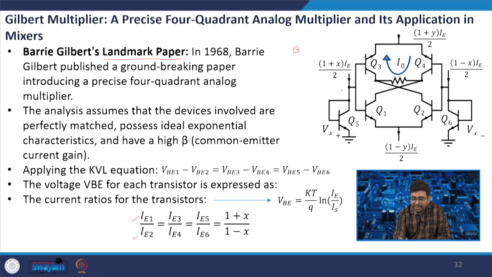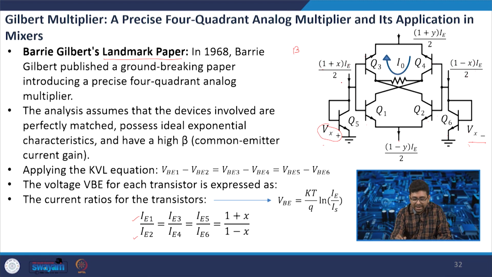If the IE current is written as 1 plus x by 2 into I, because it is a differential signal, we are applying the Vx plus input, so we consider 1 plus x into I by 2, and here 1 minus x into I by 2, because we are applying the negative voltage. So there is a differential signal Vx plus and Vx minus. That is why we are considering 1 plus x and 1 minus x.